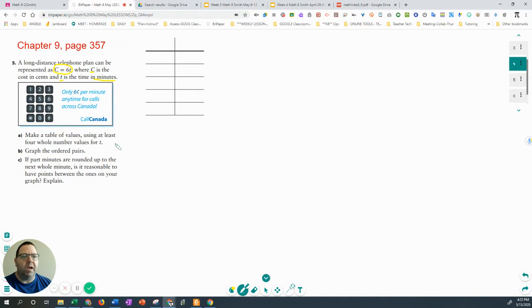A, make a table of values, at least 4 whole numbers for values of t. B, graph the ordered pairs. If part minutes are rounded up to the next whole minute, is it reasonable to have points between the ones on your graph? Explain.